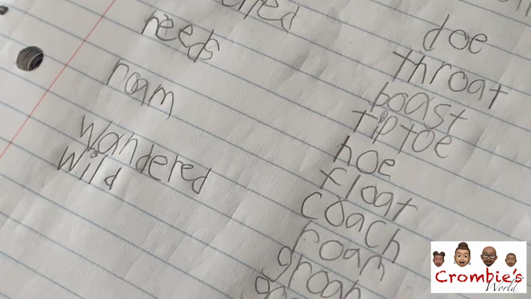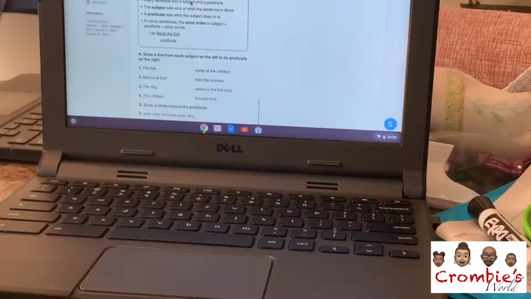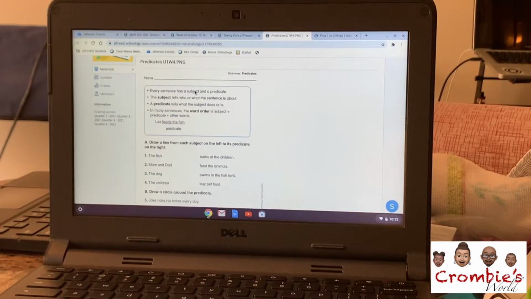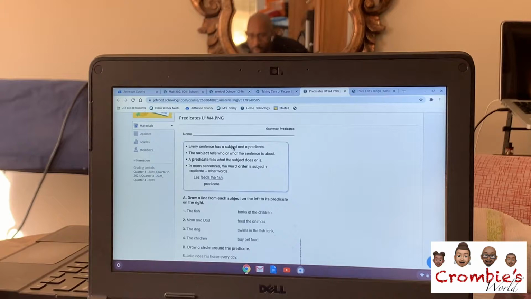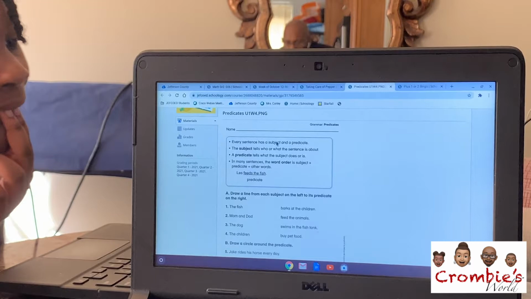Those are all the words: allowed, care, excited, needs, roam, wandered, wild. The subject tells who or what the sentence is about. A predicate tells about what the subject does or is. In many sentences, the word order is subject plus predicate plus other words. For example, feeds the fish. All right.